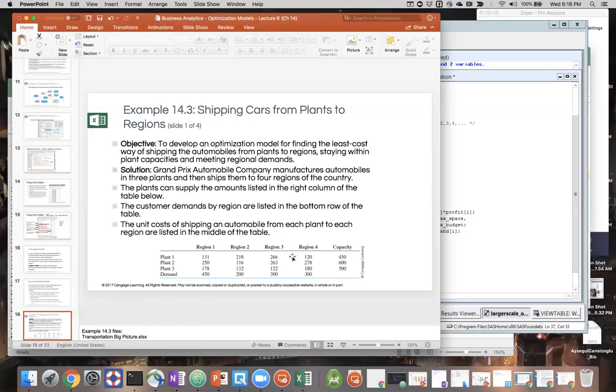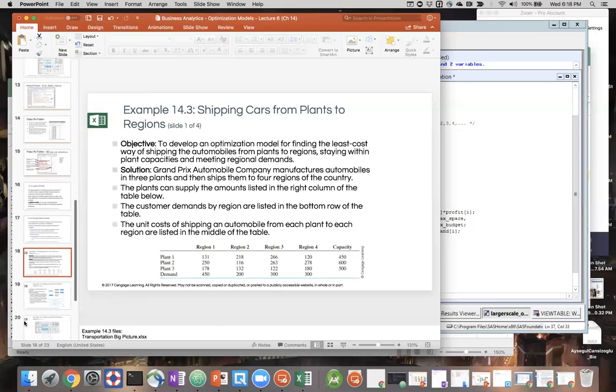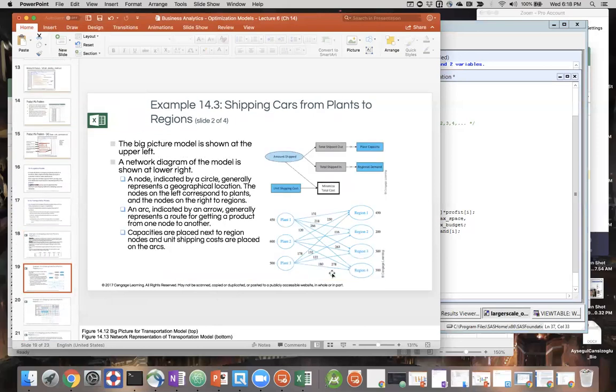So here, let's go through these numbers and what they mean. For example, this is plant 1 to region 1. This is the cost. So it costs $131, or whatever the monetary unit is, per unit to flow 1 unit between plant 1 and region 1. These are the cost components, and then the capacity is given here and demand is given here. I'm not going to go through them right now, but I'll go through them as we model the problem.